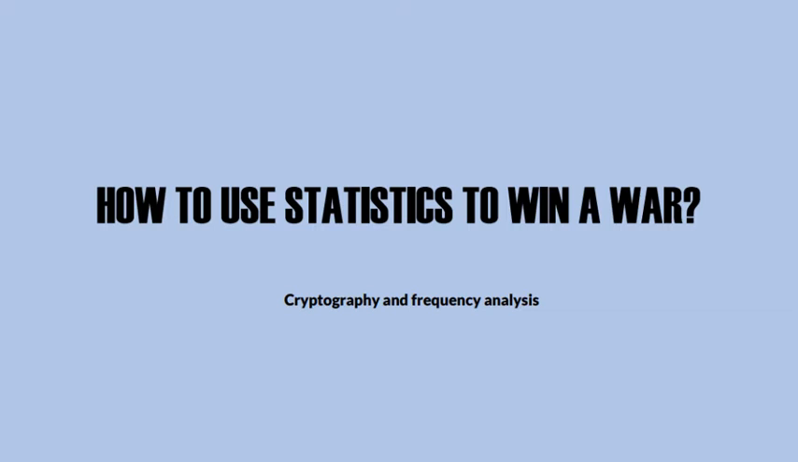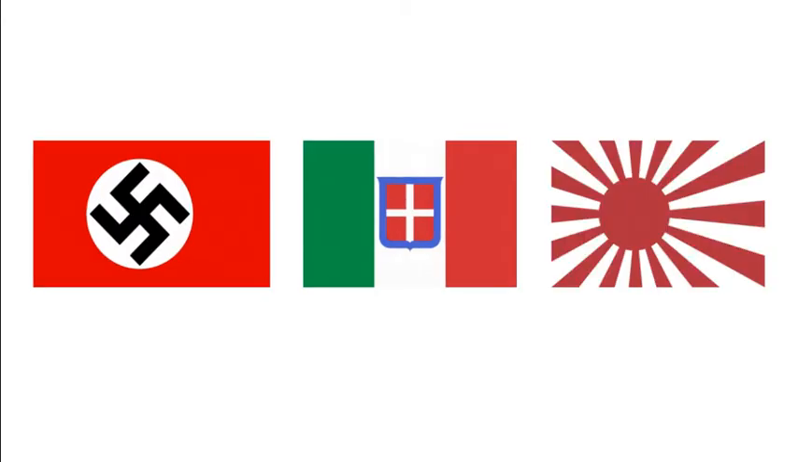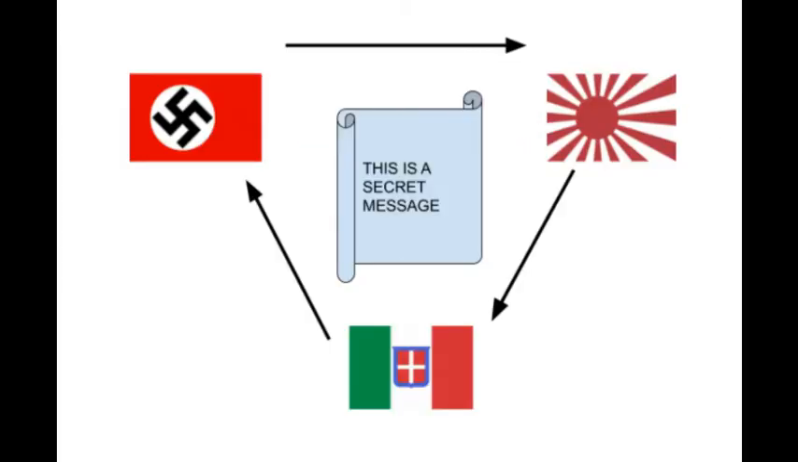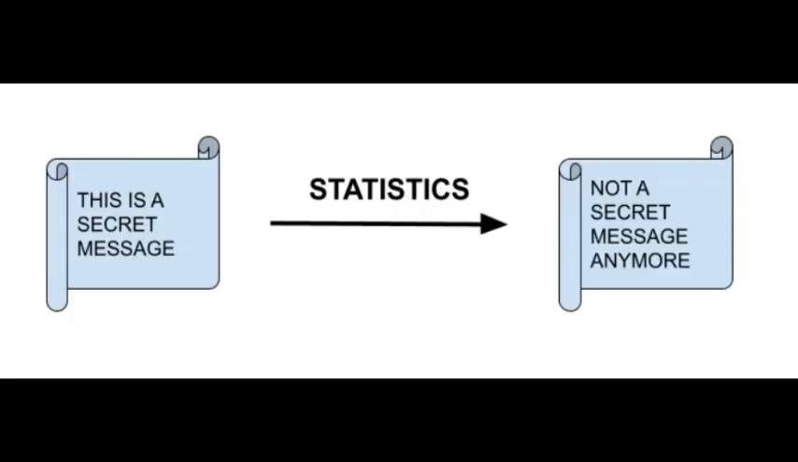At the time, Germany, Italy, and Japan were allies, and they were communicating to each other through the help of secret messages. The other faction, though, for example England and the USA, were trying to understand those messages, and they used the fact that each language, Japanese, Italian, and German, had specific statistical characteristics, and they used those in order to understand the messages and win the war.